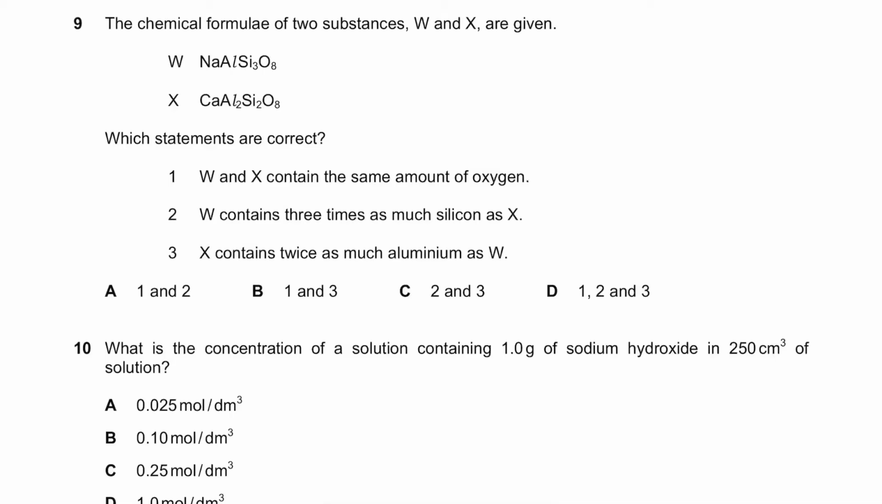1. W and X contain the same amount of oxygen. Yeah, both have 8 oxygen atoms. 2. W contains 3 times as much silicon as X. W has 3 silicon atoms and X has 2, so nope. 3. X contains twice as much aluminum as W. Yes, X has 2 aluminum atoms and W has 1. The answer is B, 1 and 3.